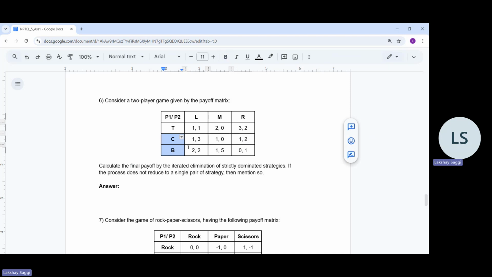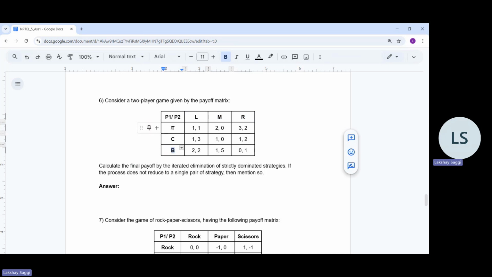Now let's compare C and B. In the first column, we see that B is a better choice because 1 is less than 2. But in the second column, both have a payoff of 1 for the row player. So again, it can at best be a weakly dominating strategy and not a strictly dominating strategy. So between B and C also, there is no strictly dominating strategy.